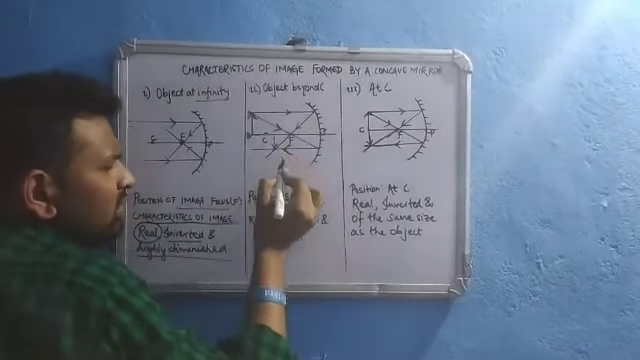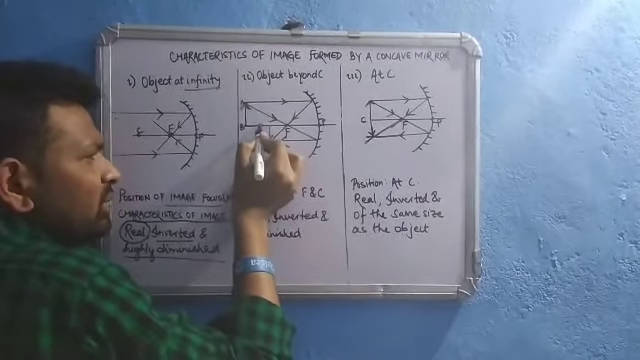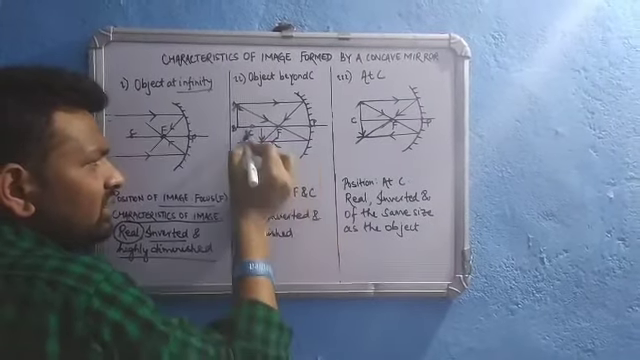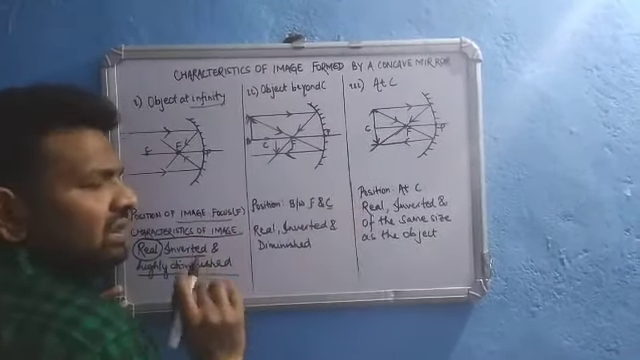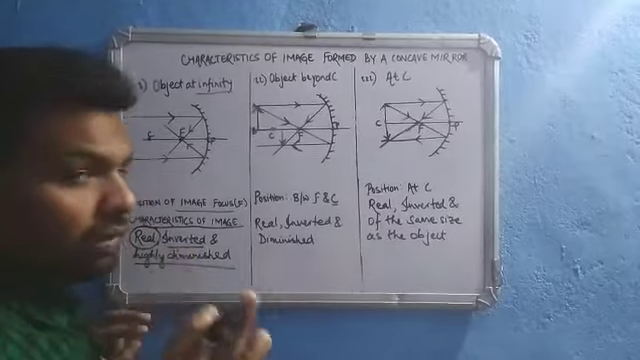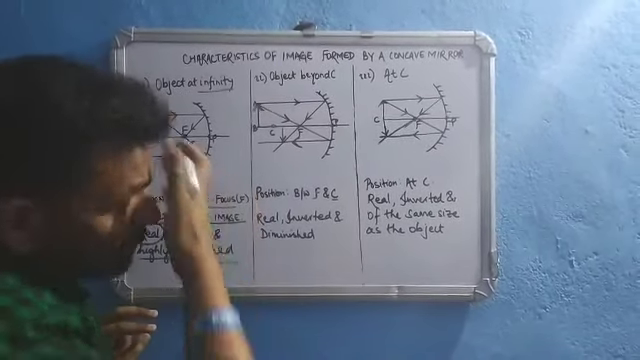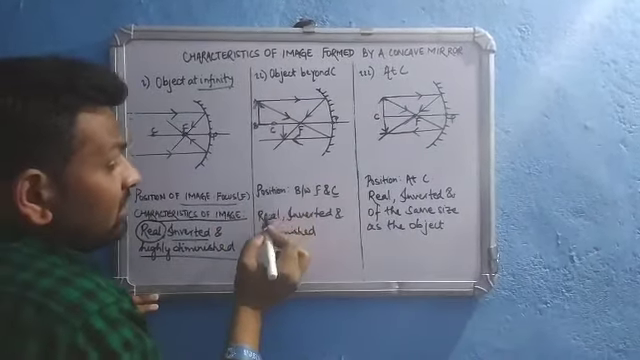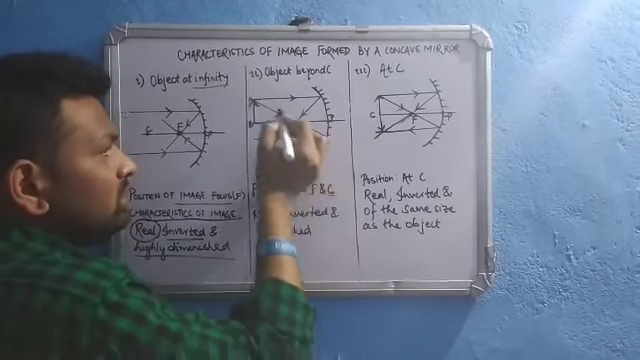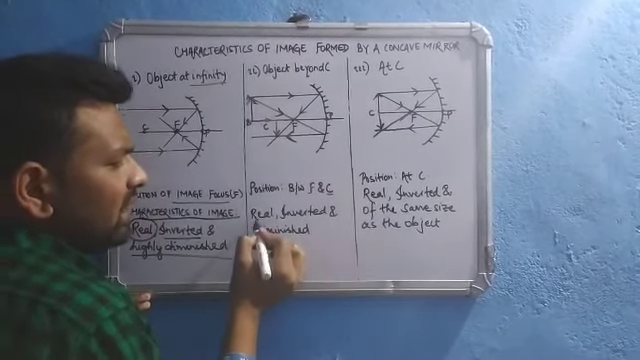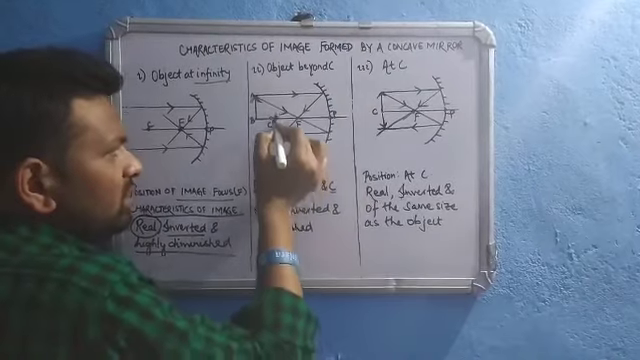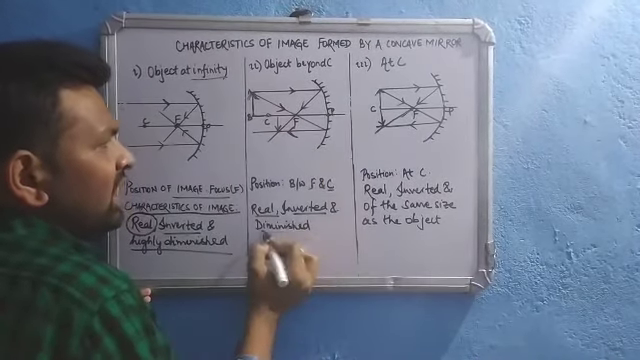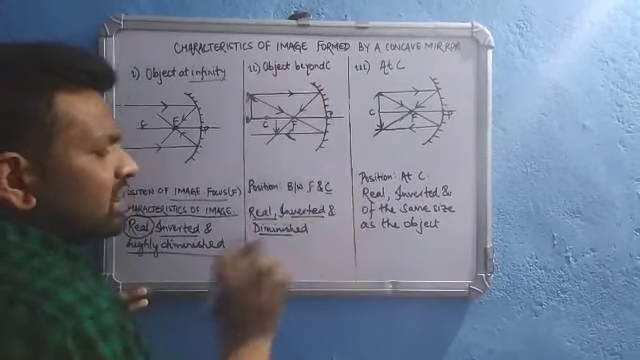So where is the image located? The image is located between C and F, that is, between the center of curvature and the focus. This is very important from an examination point of view, and this may be asked. What is the characteristic? Actually the image is formed by the actual intersection of the light rays, so it's real. Obviously you can see it is inverted and diminished, smaller than the object.